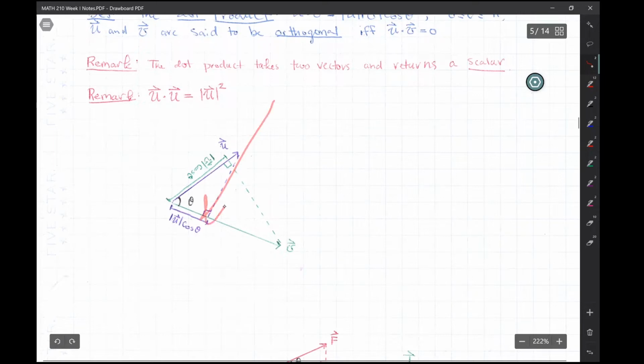So if these light rays are perpendicular to v, they're going to make a 90-degree angle with a line that's normal or perpendicular to v. So then the length of the shadow that u would leave on v would be the magnitude of u times cosine theta. So what's the dot product in a sort of geometric way of thinking? It's the length that the shadow of u would leave onto v times the length of v.